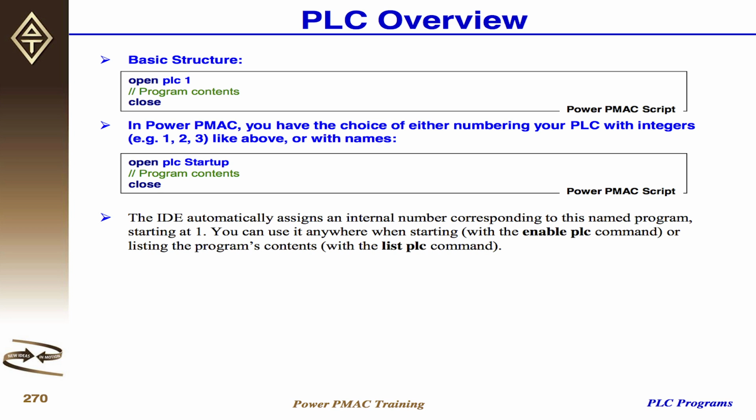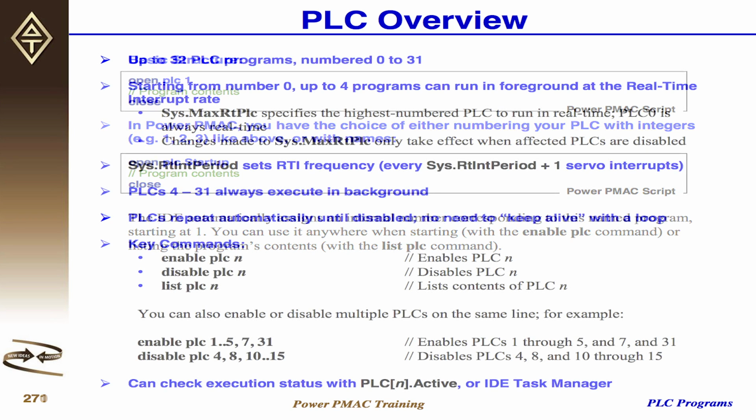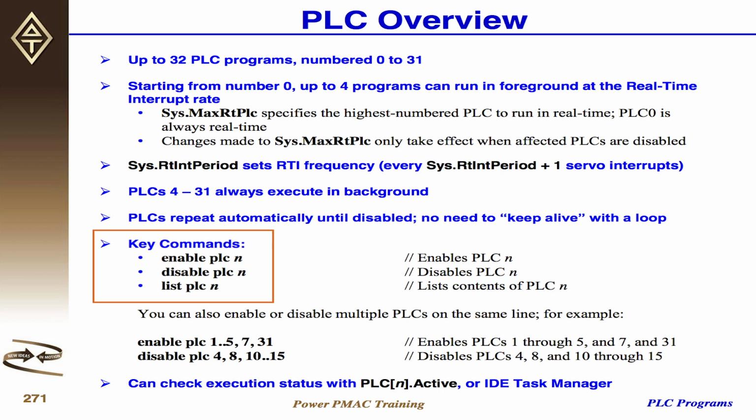And then you can use the name or the number anywhere when you're issuing PLC-related commands, enabling or disabling or listing, that sort of thing. And those commands are here. So enable PLC and then the name or the number will enable your PLC from anywhere, that is terminal window, motion program, or PLC. Similarly, disable PLC will disable the PLC, and list PLC will list the contents of the PLC to the thread that called that command.